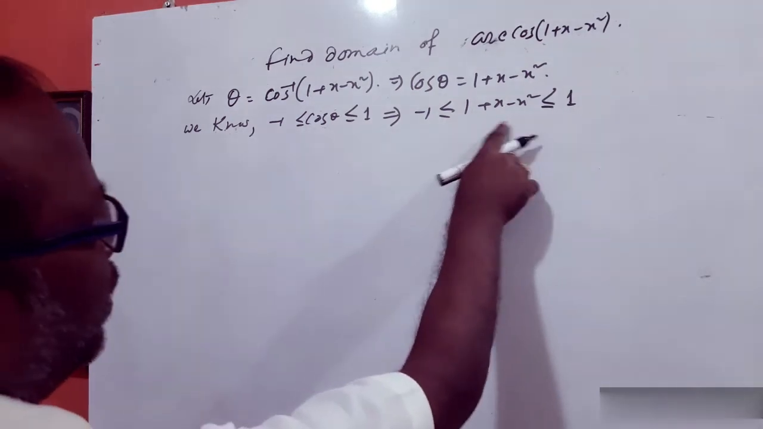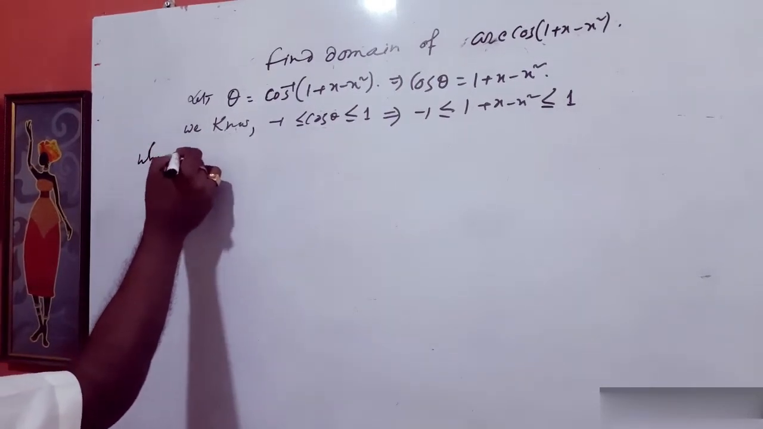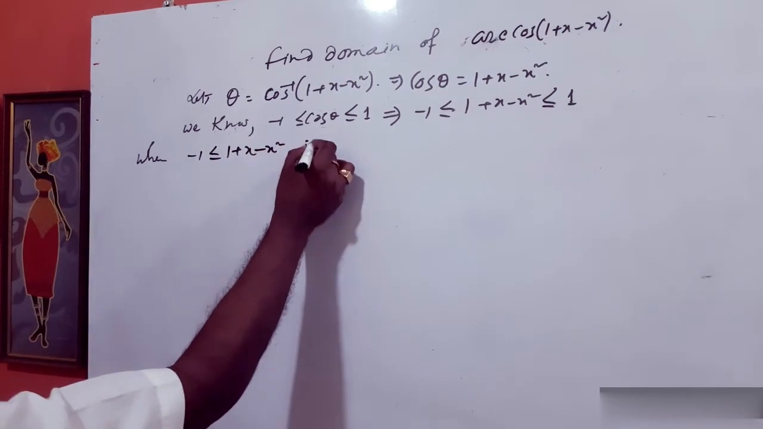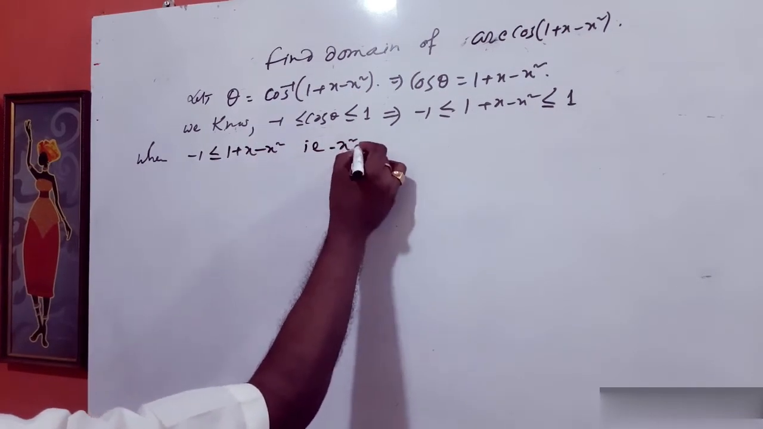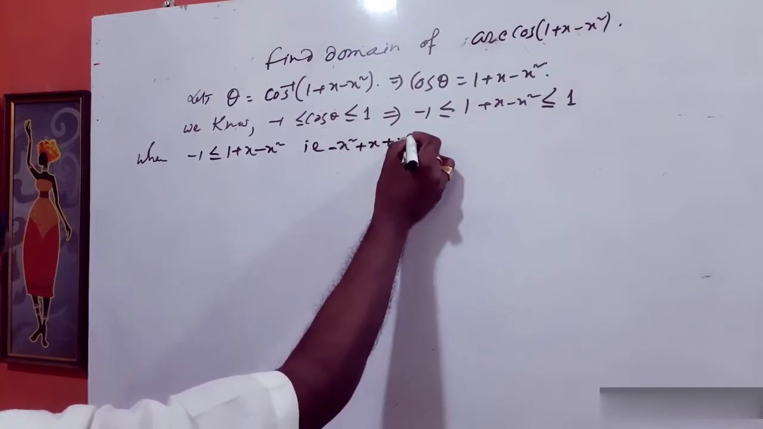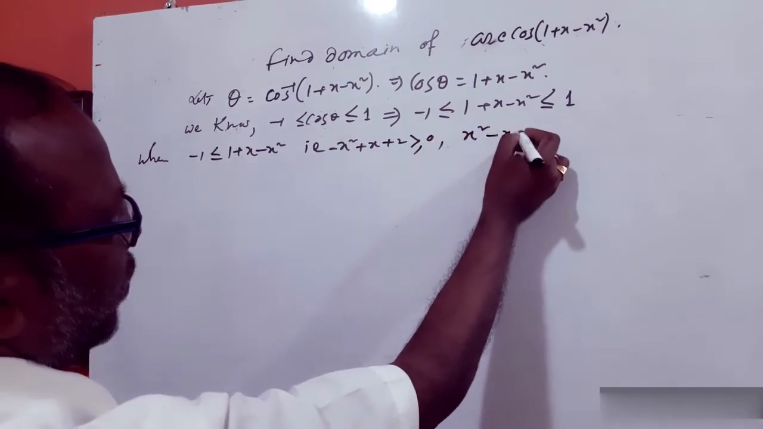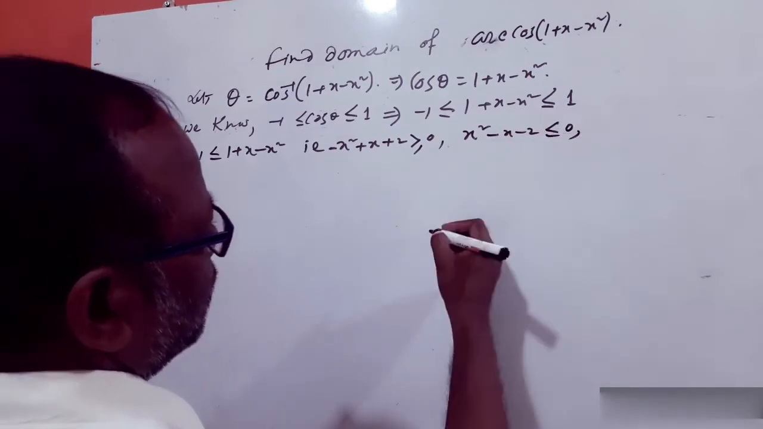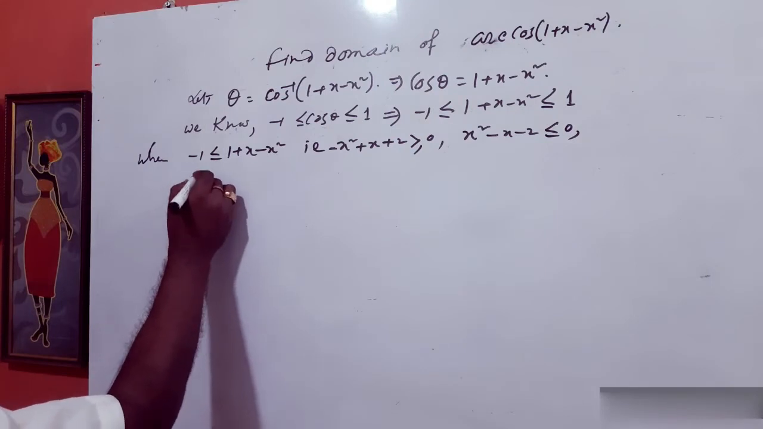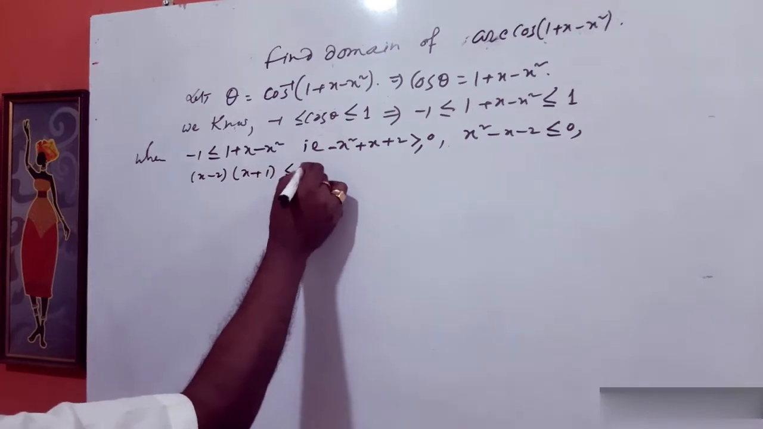So here we have greater than -1, that is -1 less than or equal to 1 plus x minus x square, that is minus x square plus x plus 2 is more than or equal to 0, and this is x square minus x minus 2 less than or equal to 0. If we factorize, we get x minus 2 and x plus 1 less than or equal to 0.